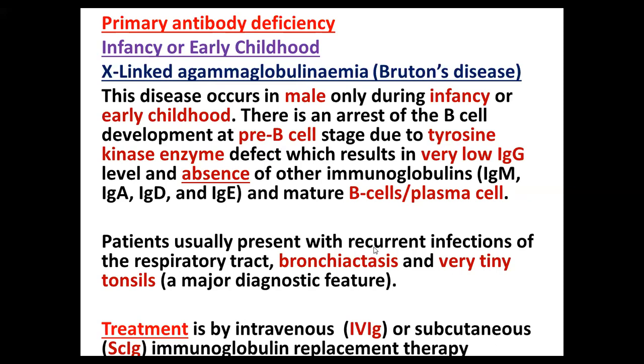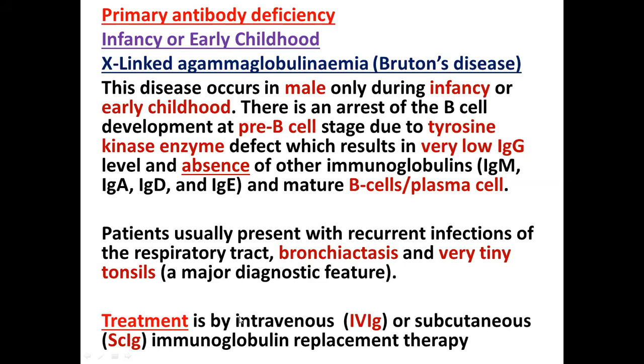The patient usually suffers from recurrent infections of the respiratory tract leading to bronchiectasis. And the patient has a major diagnostic feature, very tiny tonsils. Why very tiny tonsils? Because the B cells are arrested. They are not migrating to the secondary lymphoid tissues.